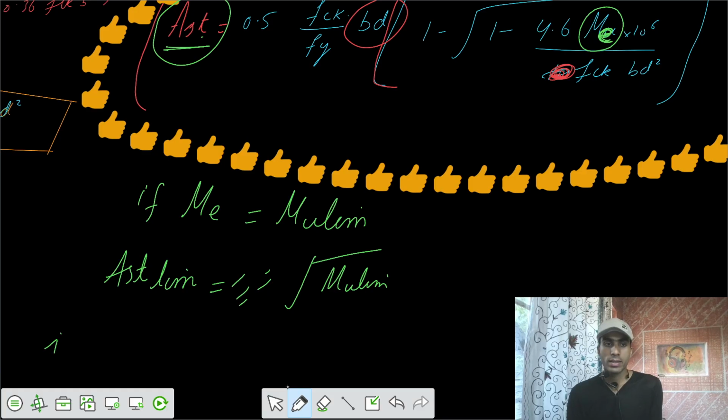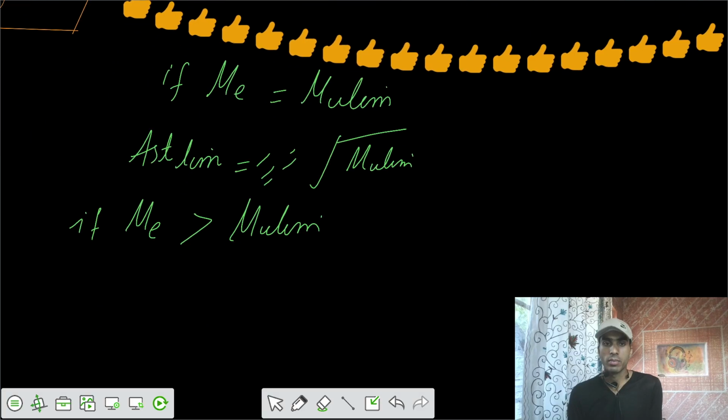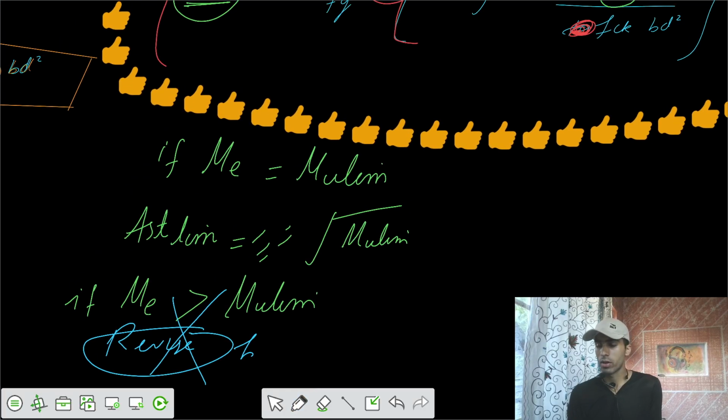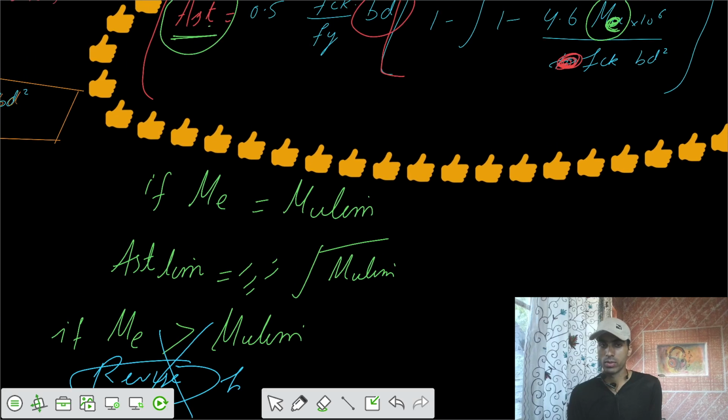And if the third case is that M external is greater than Mu limiting, still we have to use that Ast as Ast limiting, or we have to revise the section. Maybe we have to revise the section. Let's keep it further as of now. We are going further from this, and from those problems also we can get that.